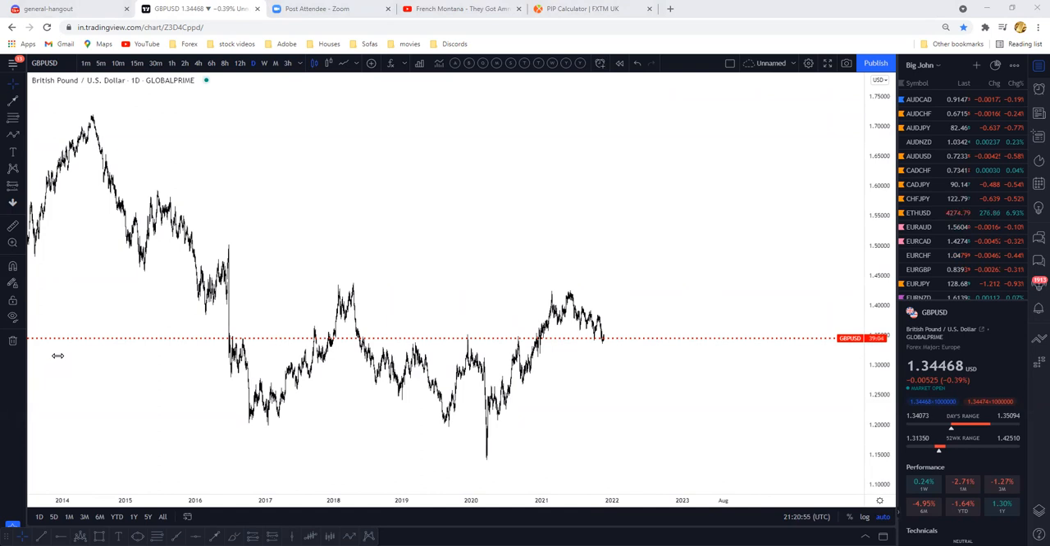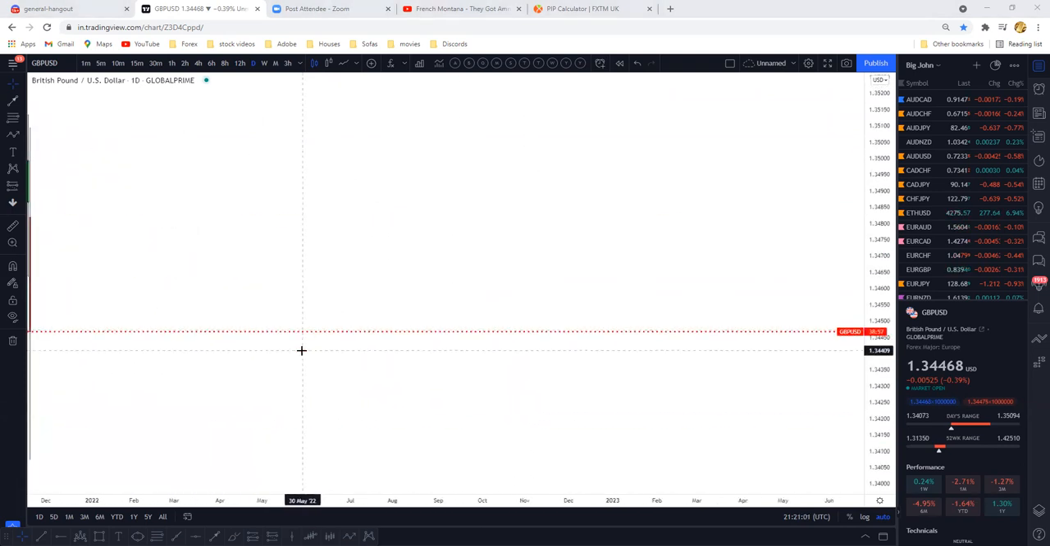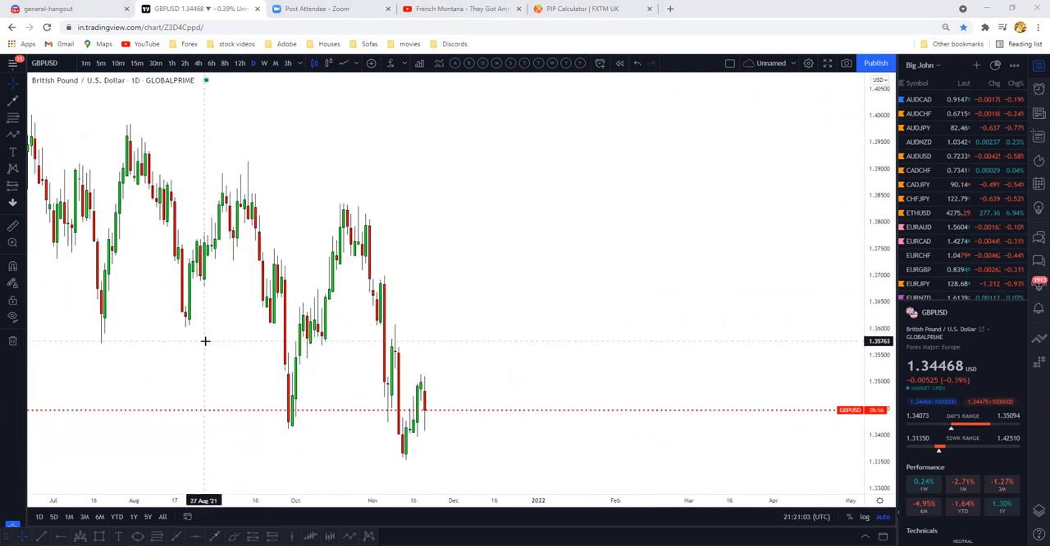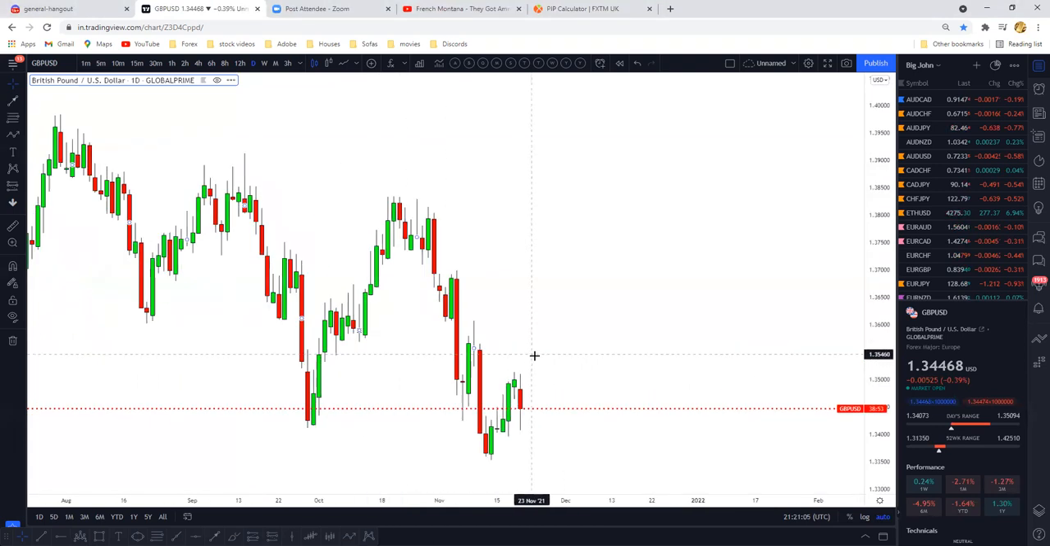Who's moving the market? Is it a liquidity grab? You won't really know. You just won't know when it comes to liquidity grabs. Like, you just won't know, man.